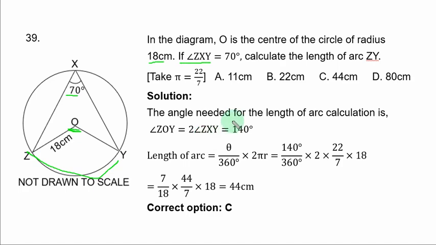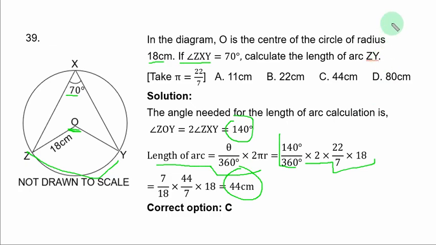So the angle subtended by the arc ZOY is 140 degrees. This is the length of arc formula. So you have the angle 140 over 360 times 2 times 22 over 7 times the radius 18. If you reduce and simplify, you have 44 centimeters as the length of the arc ZY.